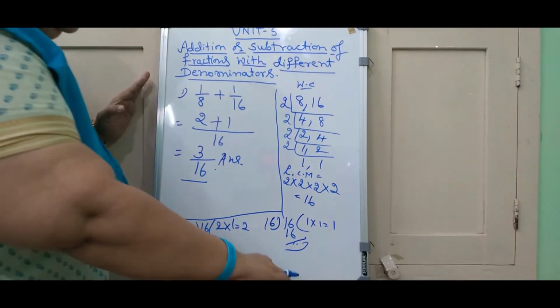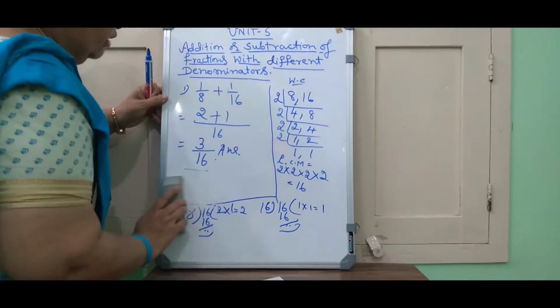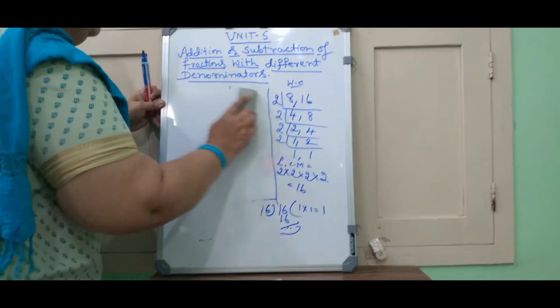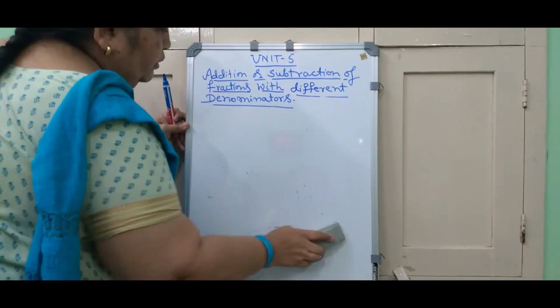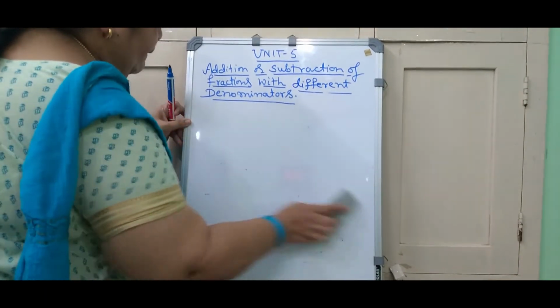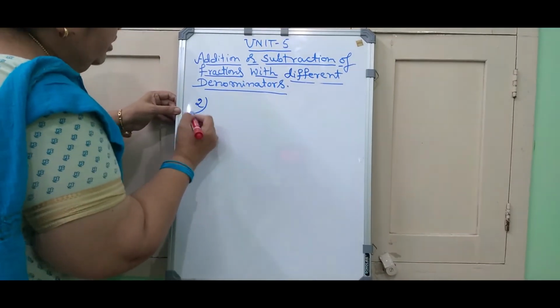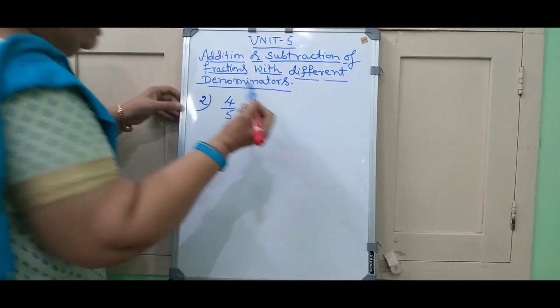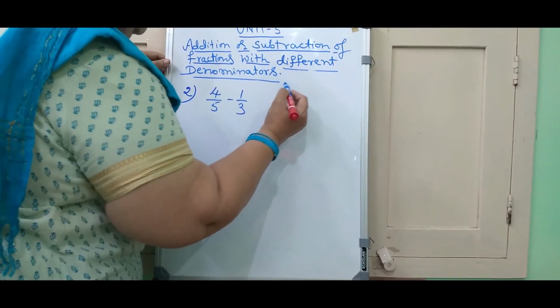And next, let me give you one more example. Let us consider the subtraction. I will tell you one more example which has subtraction. See now, let us consider this: 4 by 5 minus 1 by 3. 4 by 5 minus 1 by 3.